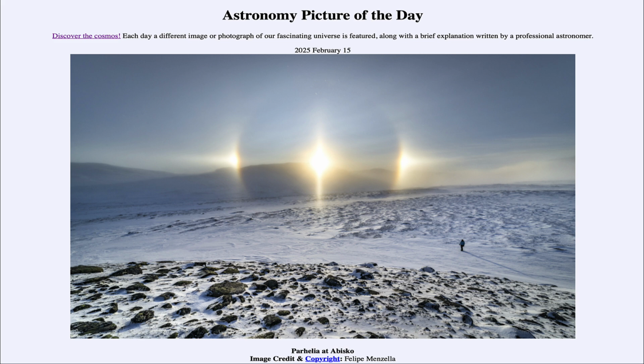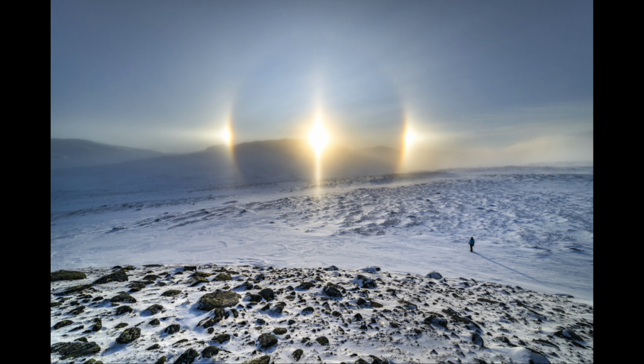Today's picture for February 15th of 2025 is titled Parhelia at Abisko. So what do we see here? Well, here we see the scene from northern Sweden at Abisko National Park, and we see the sun out there in the sky. And it may look like there are three suns there, as you can see one in the center and then two off to either side.